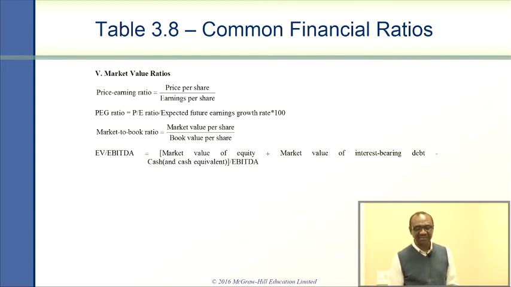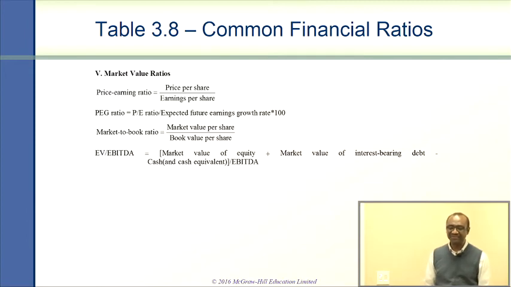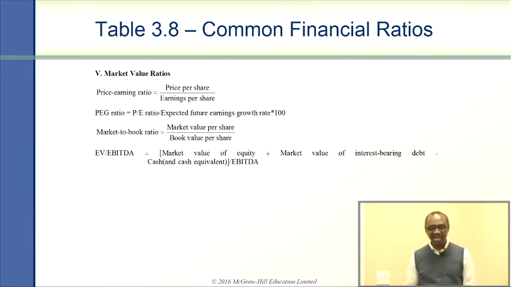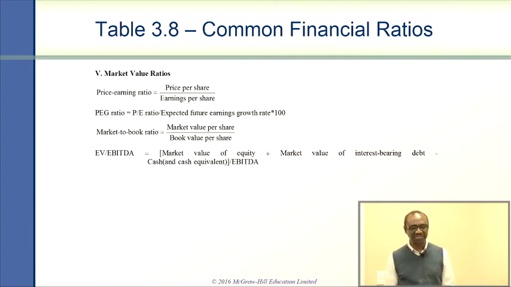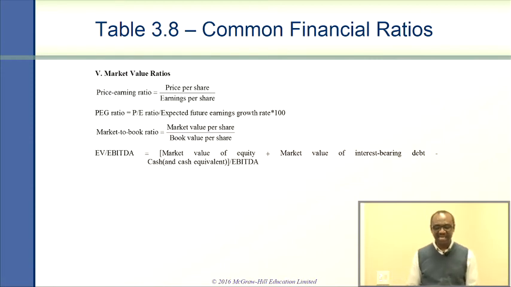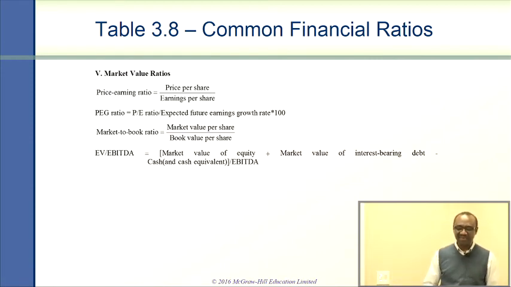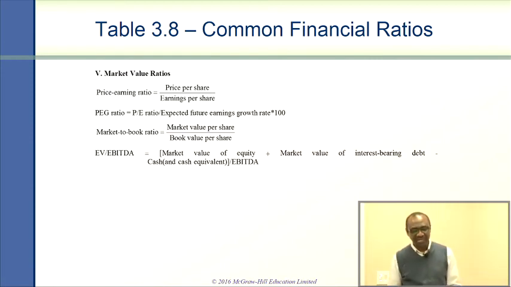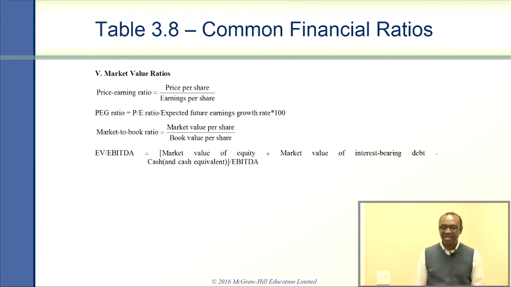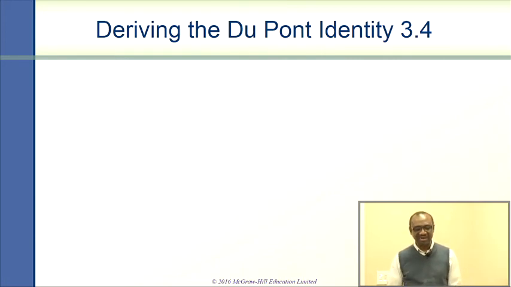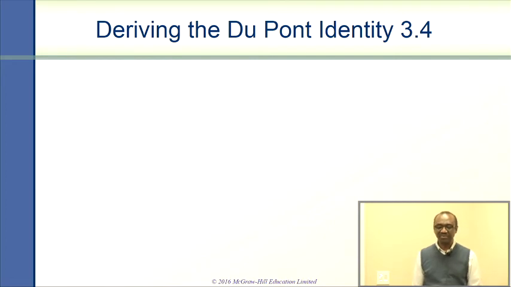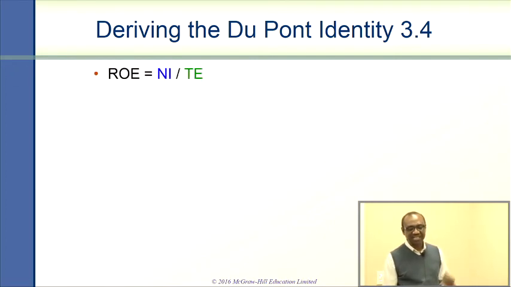And then finally, we have the market value ratio, which has to do with the price to earning ratio, the PEG ratio, the market to book value, and the enterprise value, which we calculated. The last one will be deriving the Du Pont identity, which is the return on equity.